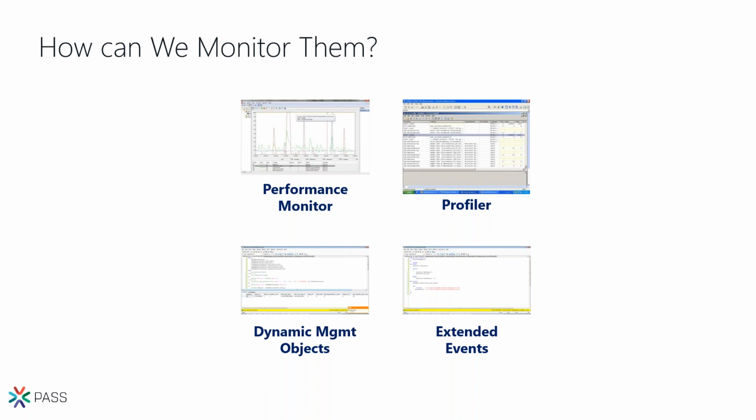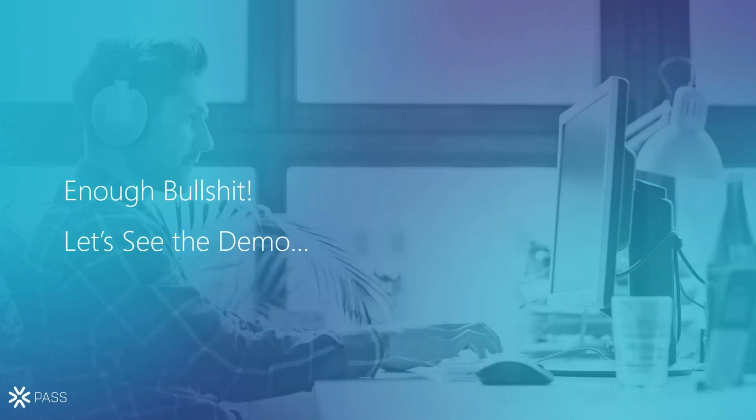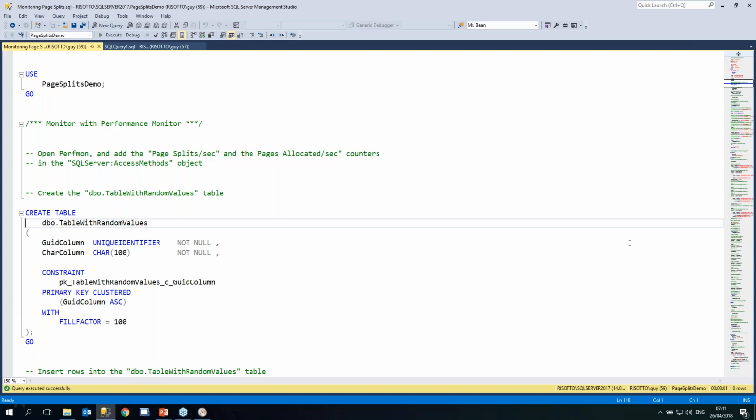And I can already tell you that profiler is not an option. In profiler, you can start a trace and choose which events you want to monitor, and there is no such event as page splits or anything similar in profiler. You just can't use this tool. It doesn't exist in there, so that's not an option. But we still have performance monitor, dynamic views, and extended events, and this is time for the demo.